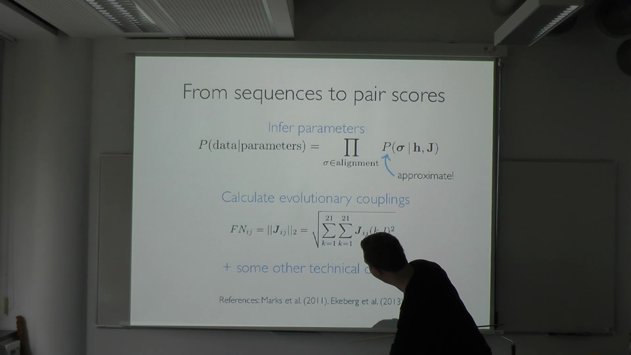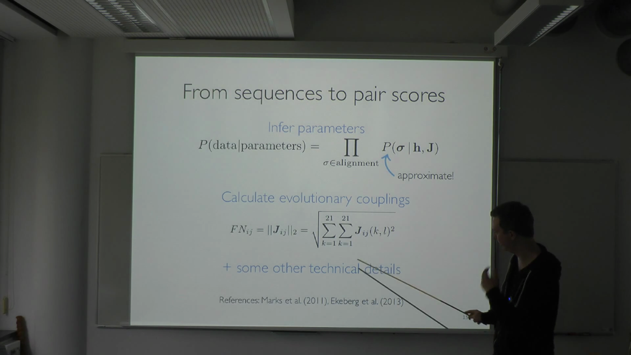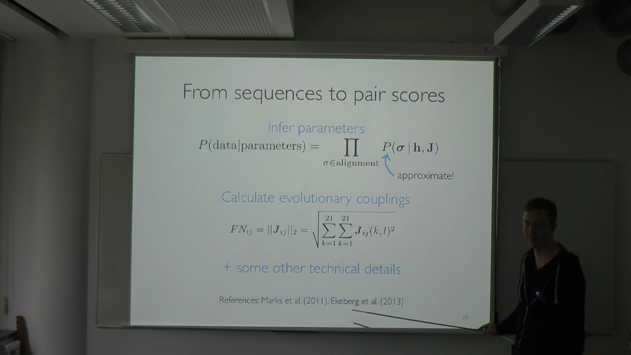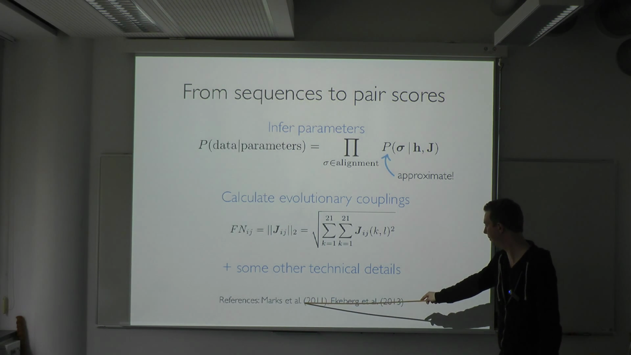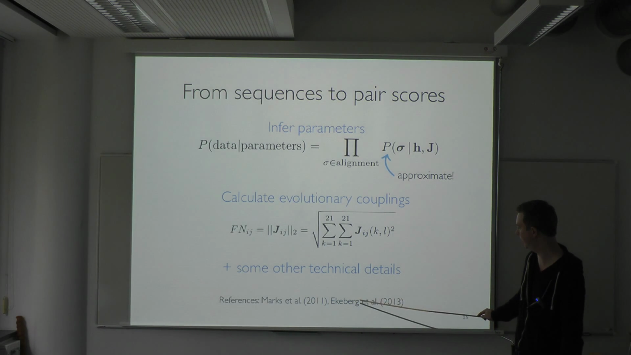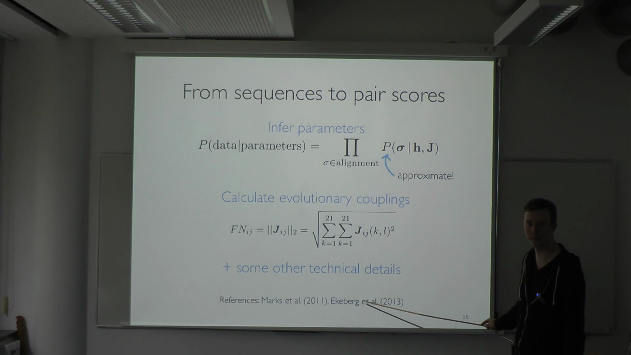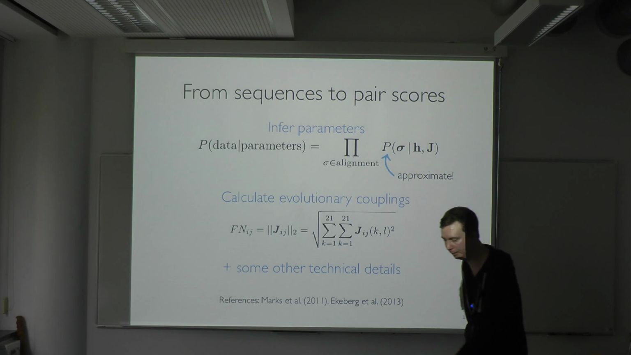There's some other technical details I won't go into in calculating these things. If you're interested, there's 2 papers that you could read that really lay out all the math. That's Marx et al., that's the first version of the algorithm. Then there's also Ekeberg et al., which is the one I would recommend to read, that gives all the details of how you solve this problem in a very understandable way with some statistical background.